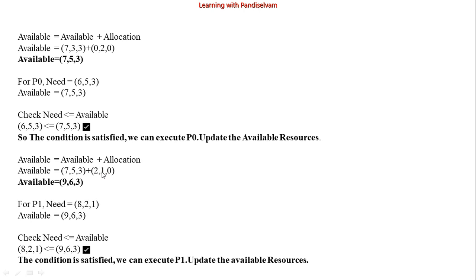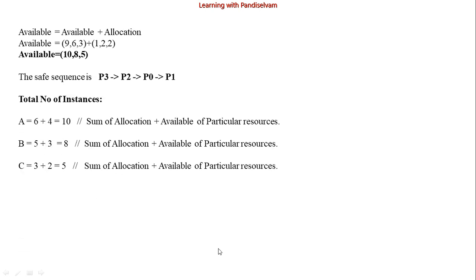What is the need of P1? 8, 2, 1. Available resources are 9, 6, 3. So now we can satisfy the need of P1. Now we can execute P1. We should update the resources.